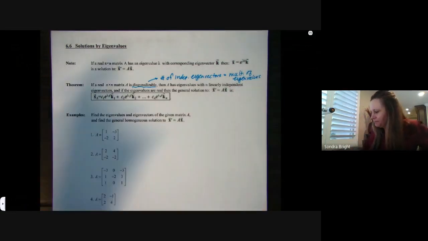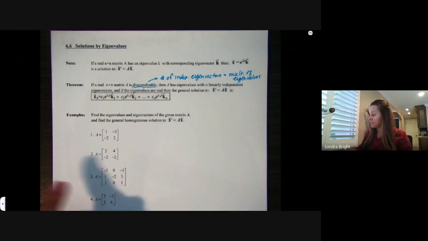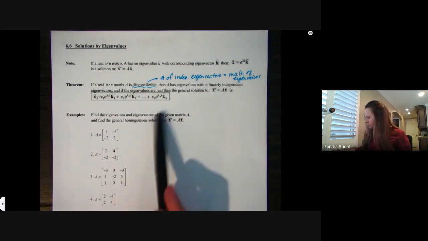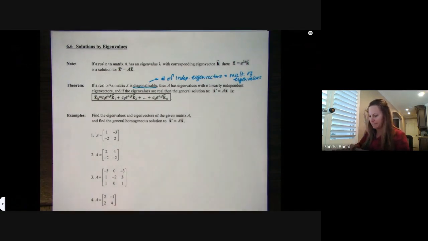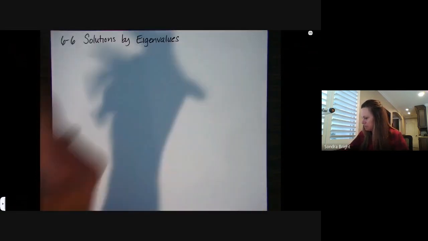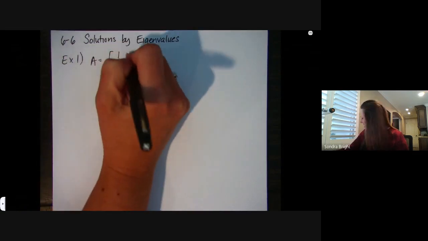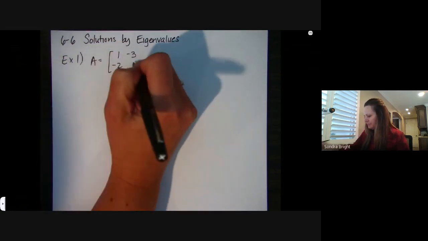All right, let's do some examples. We're going to find the eigenvalues and eigenvectors of the given matrix A, and then find the general homogeneous solution to this equation. Okay, so let's do it. Example 1 is that matrix A is 1, -3, -2, 2.